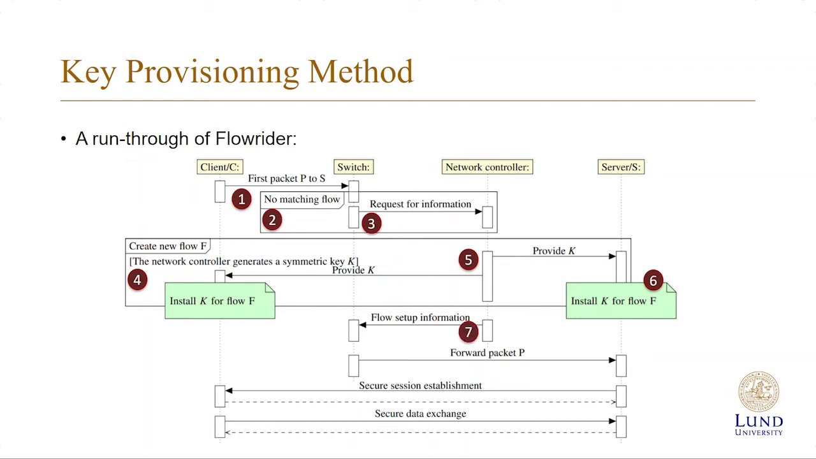In the next step, or step 7, the network controller communicates to the switch the new flow rule F. And in the next step, or step 8, the switch forwards the packet to the server according to the new flow rule. And finally, in the last step, client and server use the key to establish a secure channel and finally exchange secure data.